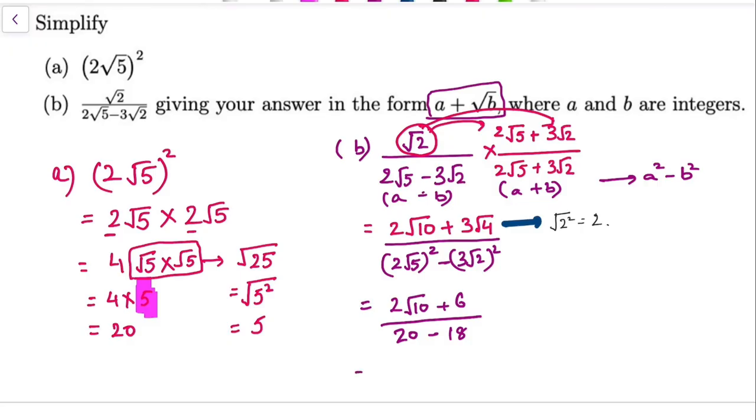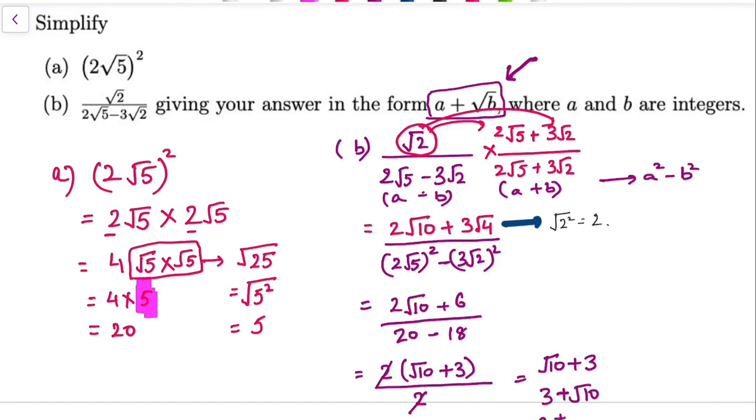Right, so now let's simplify further. So we will get 2 root 10 plus 6, we can take 2 common, so we will be left with root 10 plus 3, over 20 minus 18 is 2, so now that 2 and 2 will cancel, so we are left with root 10 plus 3. Right, now we have to give the answer in the form a plus root b, so root 10 is going to be root b, so we can write it as 3 plus root 10, and this is in the form of a plus root b. Right, I hope this makes sense.